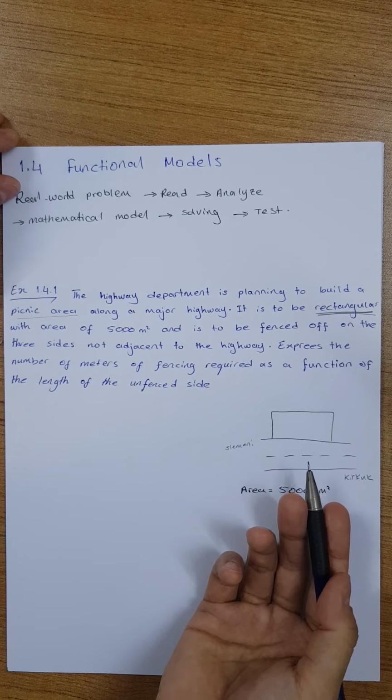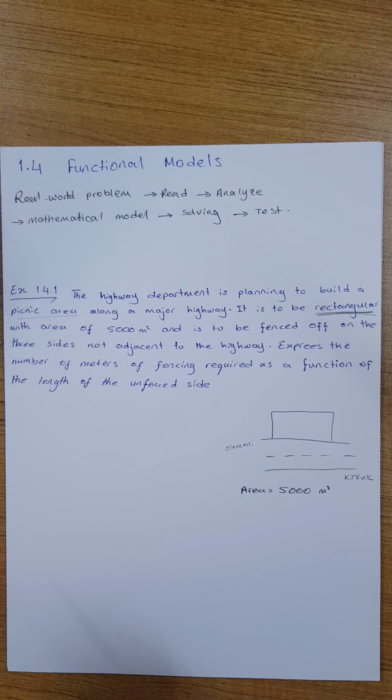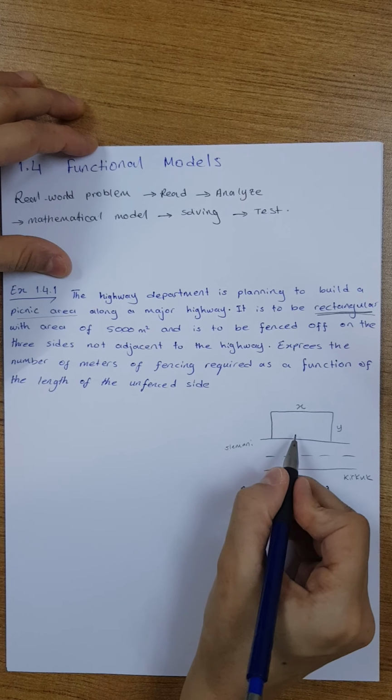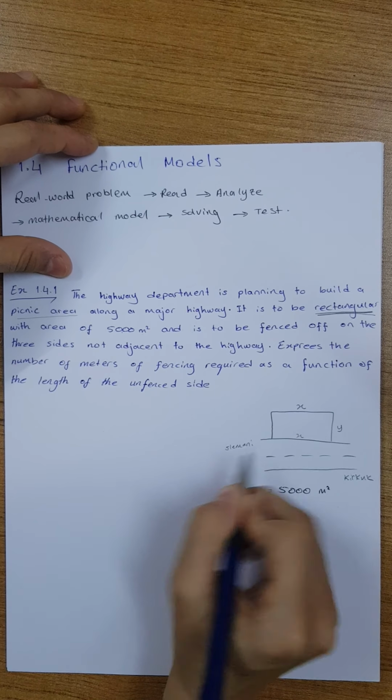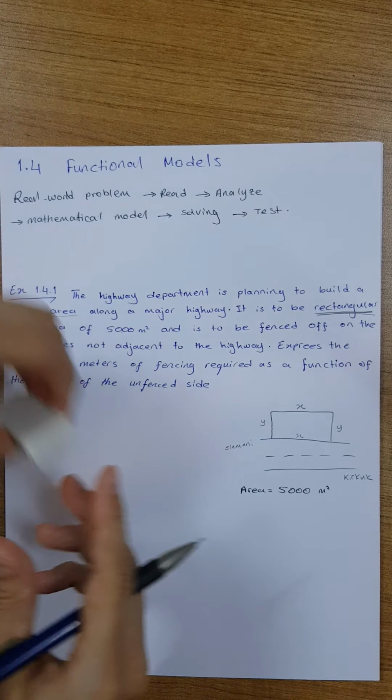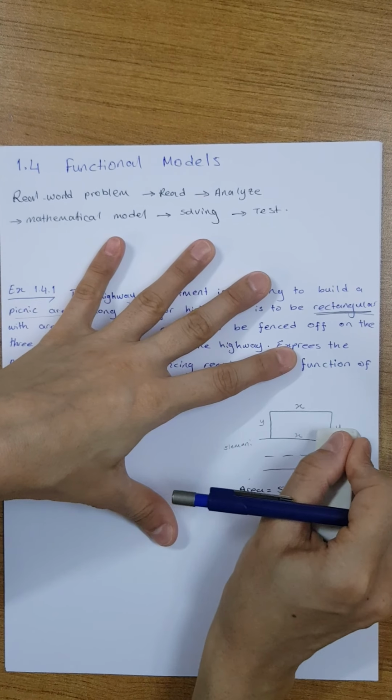Of course, rectangles have got length and width, right? So I'm putting here the length is equal to x and the width is equal to y. Of course, if here is x, here is also x. If here is y, here is also y, because it is rectangular in shape.